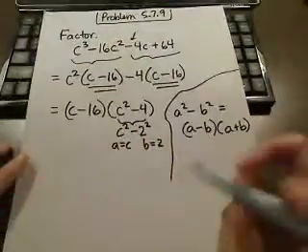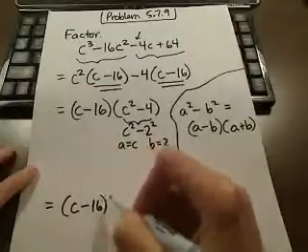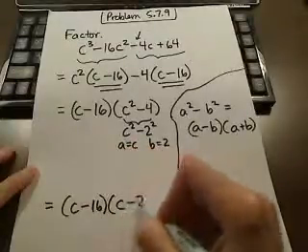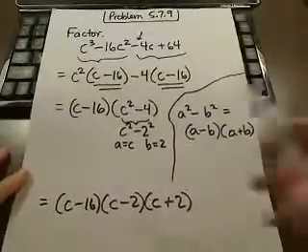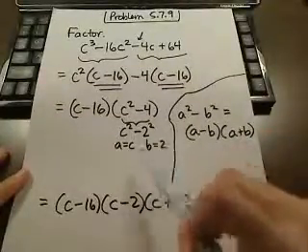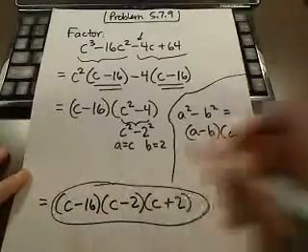Okay. All right, so if we continue to factor that, then the c squared minus 4 is going to factor into c minus 2 and c plus 2. And that's taking our a and our b and plugging that into our formula here. So this would actually be our answer in this problem.